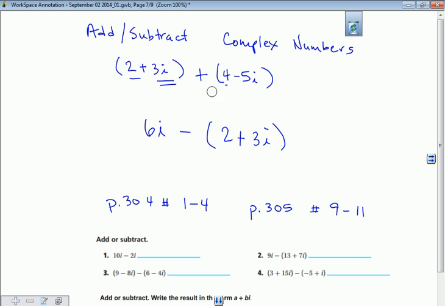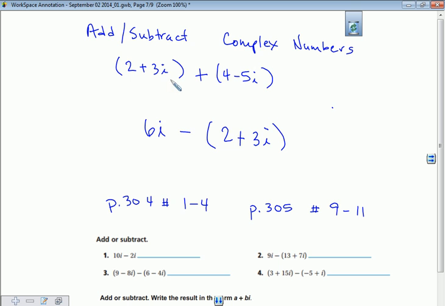Okay, now we're going to do some simple operations with complex numbers. Today we're just going to do addition and subtraction. We're doing simplifying, addition, and subtraction. Tomorrow we're going to do multiplication and division, which is where that conjugate will come into play. Alright, so we have 2 complex numbers here. This is one complex number, this is my second. And we're going to add those complex numbers.